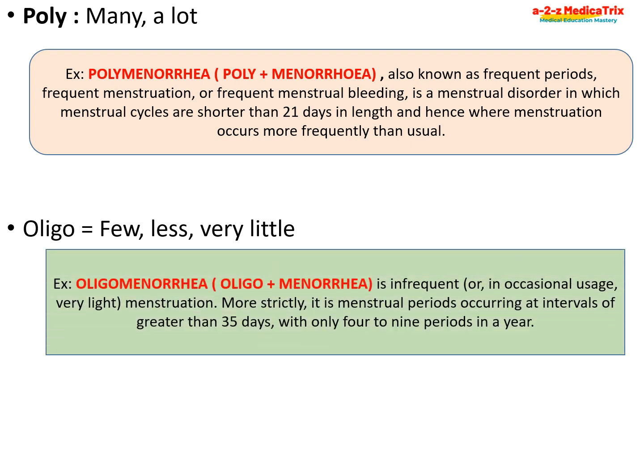Next, oligo means few or less or very little. Let's take the same example, oligomenorrhea. In this, menstruation will be infrequent or scanty. That means the menstrual cycle will be more than 35 days. On an average, in a year, a female will hardly have 4 or 9 periods in this particular condition.